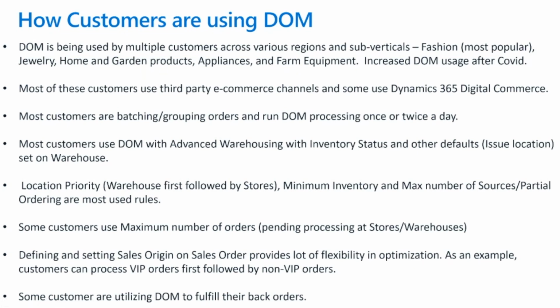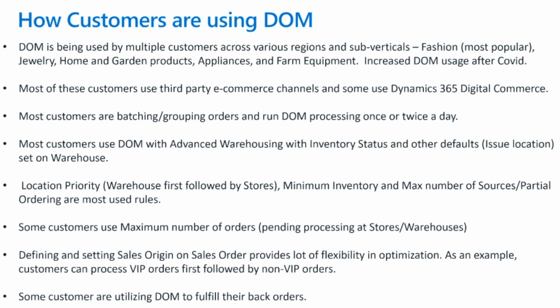Some of the businesses have a segment of customers, like gold tier customers, or VIP customers or non-VIP customers, right? And the inventory can be limited for order brokering. So what they are doing is creating 2 different profiles, one profile for VIP customers and another for non-VIP customers. And they are running the DOM processing for VIP customers first, so that they get the preference of on-hand inventory, and then they are running it for non-VIP customers. So the message is that the sales order origin can be used in different ways for your configuration.